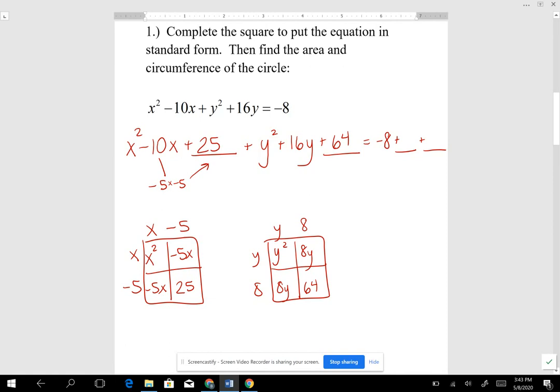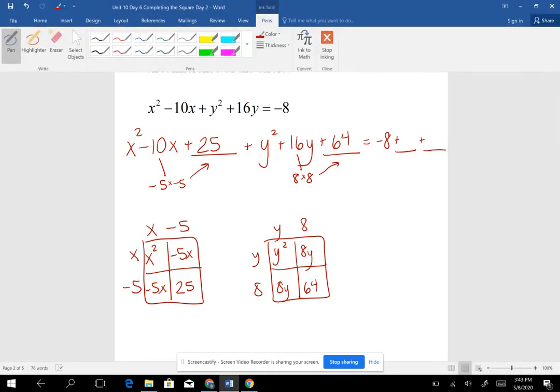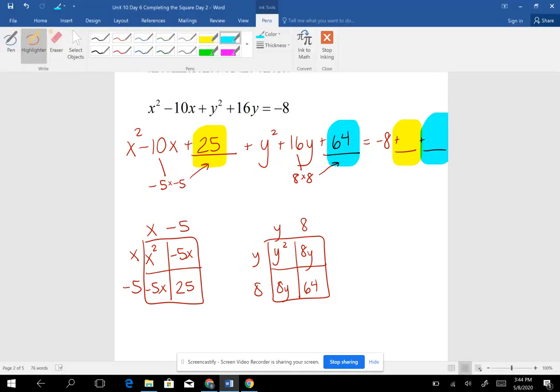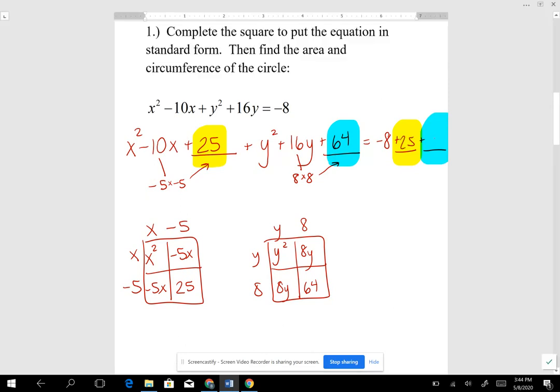So if you didn't like the visual way, just think of it as splitting 16 up into 2 pieces, 8 and 8, multiply them together, and that's what you fill in the blank with. And then whatever we did on the left-hand side, we have to do on the right-hand side too. So we added 25 on the left, so we have to add 25 on the right. We added 64 on the left, so we have to add 64 on the right also.